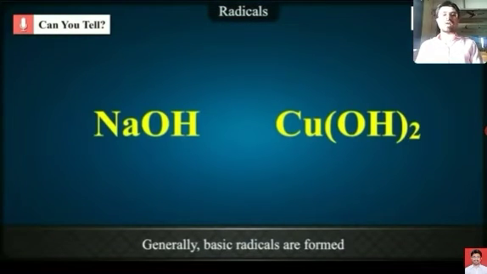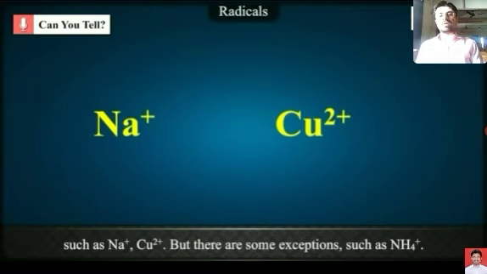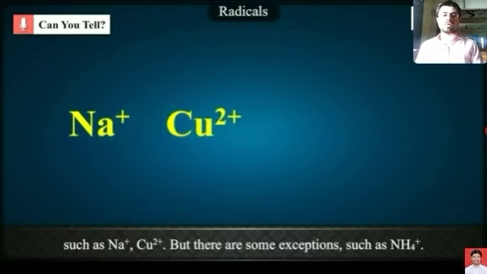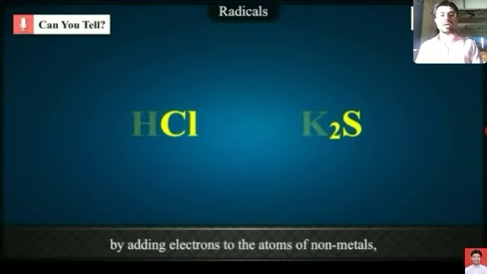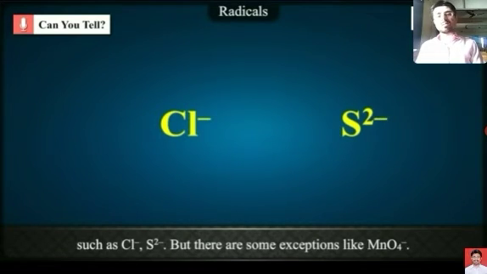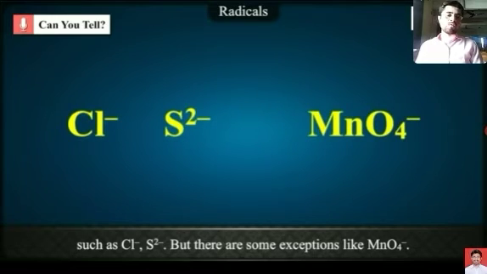Generally, the basic radicals are formed by removal of electrons from the atoms of metals, such as Na+, that is sodium radical, and Cu2+, that is copper ion. Similarly, the acidic radicals are formed by adding electrons to the atoms of nonmetals, such as Cl minus and S2 minus. But there are some exceptions like MnO4 minus.